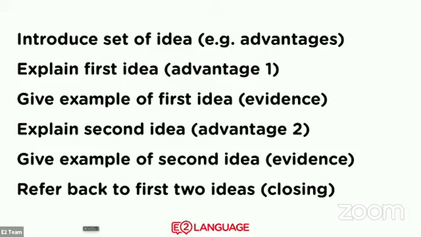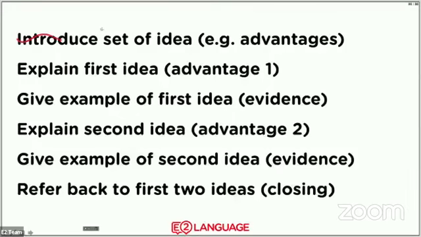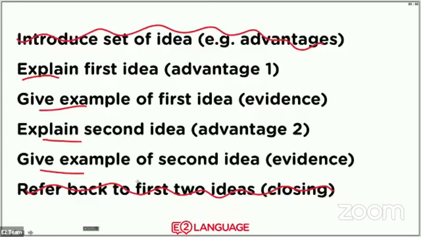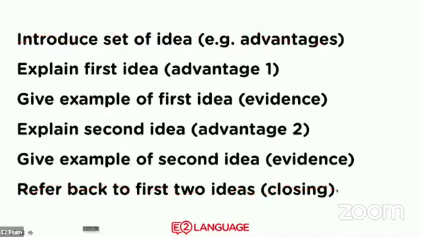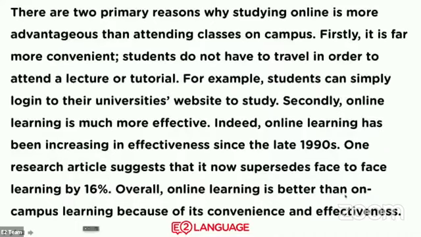Third sentence, you'll give an example of the first idea, or the evidence. Then you'll explain the second idea or the second advantage, give an example, and then refer back to the first two ideas. So basically, if you look at this structure, it looks complex, but just forget the introduction and the closing because they're basically the same. What you do is you explain, give an example, explain, give an example. Okay, and these two sentences almost are the same. So it looks confusing, but let's go through one sentence by sentence.